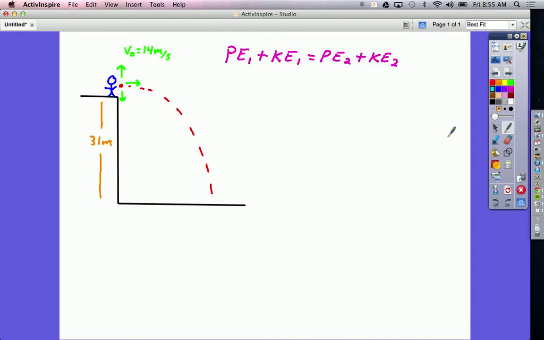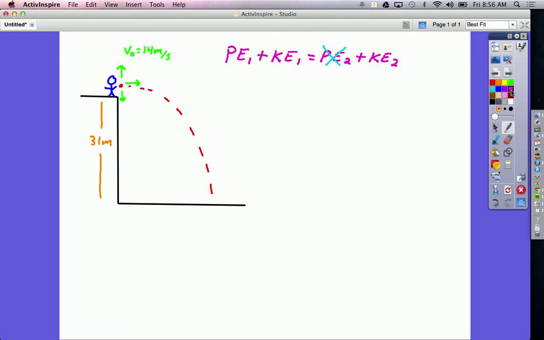So initially, the pebble is moving at 14 meters per second, and it is way up off the ground. It's the highest point that we care about it. So it's going to have both potential and it's going to have kinetic. Later, it's going to be down at the ground, so it will not have potential energy because it will have lost all of that gravitational energy by traveling all 31 meters down. But it will have kinetic because we are always interested in it as it's about to hit the ground, not after it's hit and stopped.